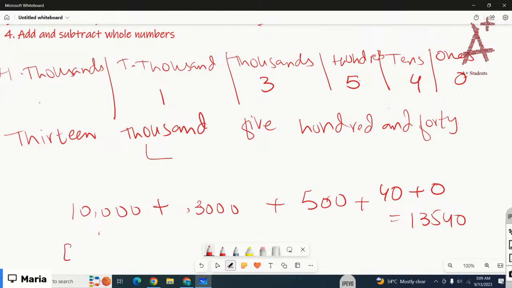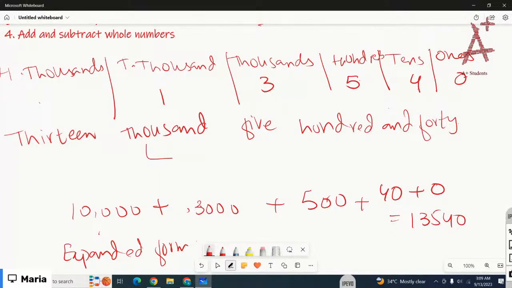This is known as the expanded form. You can write down numbers in the expanded form. You have already done this in earlier grades. This isn't anything new, right? If you have any questions, please ask. Please use the chat box option and write the questions in the chat box.